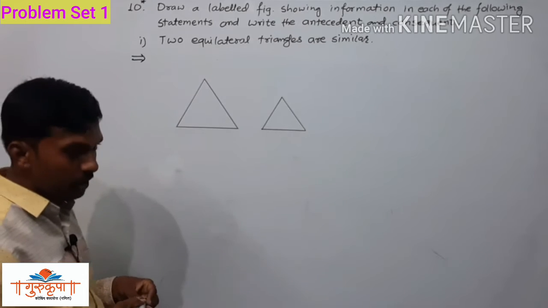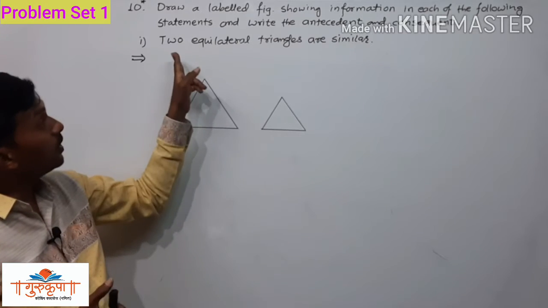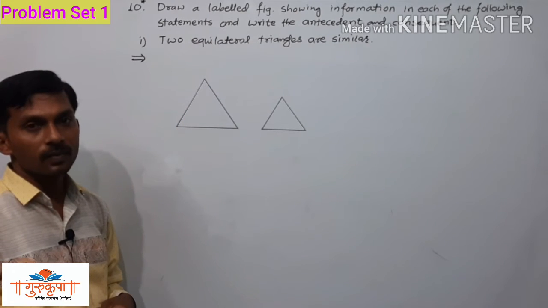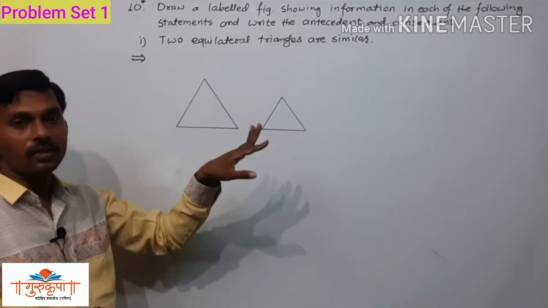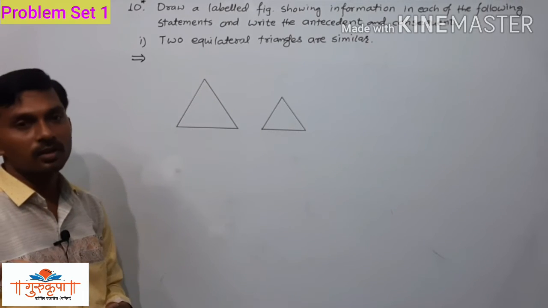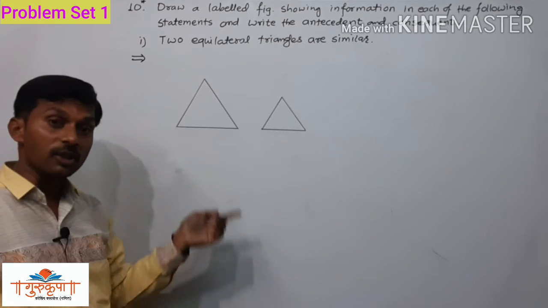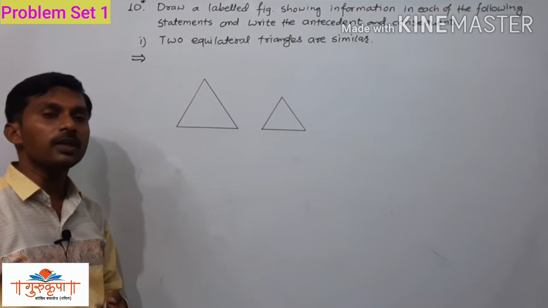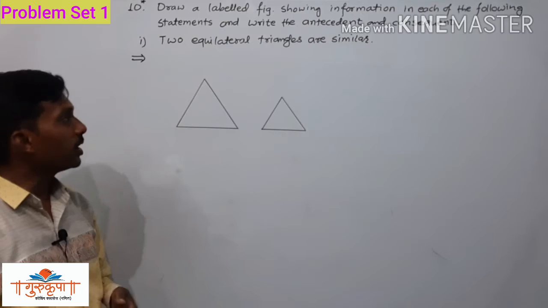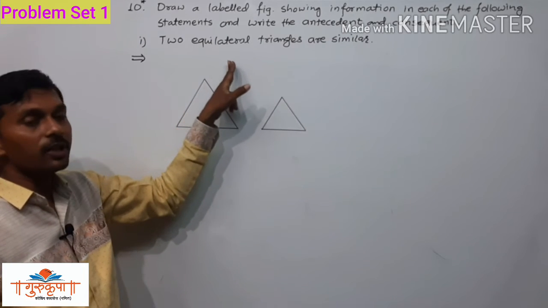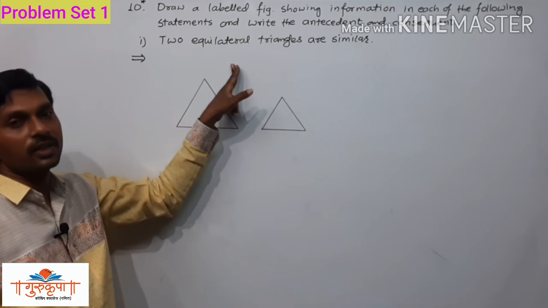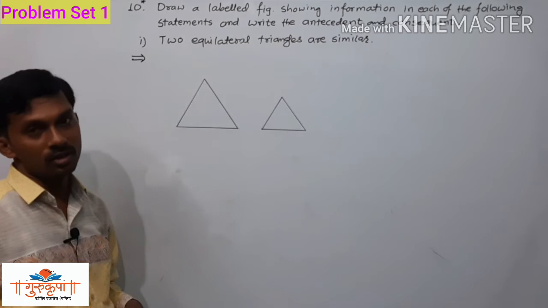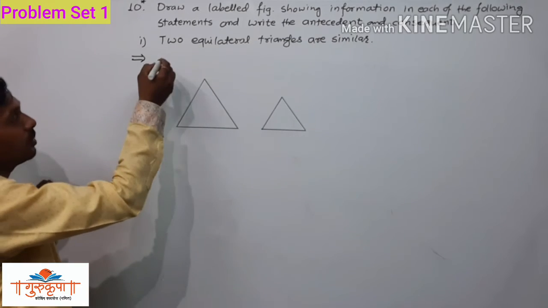Now how do we convert it into an if-then conditional statement? If two triangles are equilateral, then they are similar to each other. We cannot write it like this: if two triangles are similar to each other, then they are equilateral triangles. That would be a false, or incorrect, statement. So while writing the given statement in the if-then form, it is very important, since we have to write the antecedent and consequent.